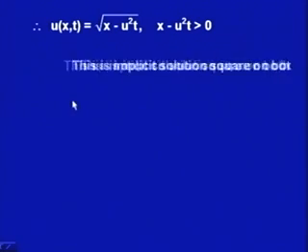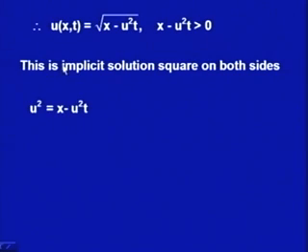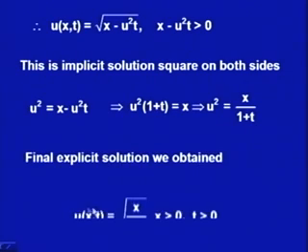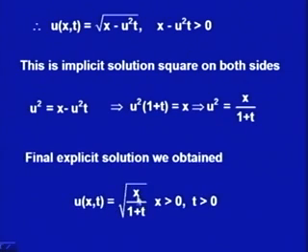So, what we do is square on both sides, we get u² = x − u²t, which says that u²(1 + t) = x, or u² is x upon 1 + t. So, we would get u as square root of x upon 1 + t, and this square root we want to be a real solution. So, x and t both have to be positive.